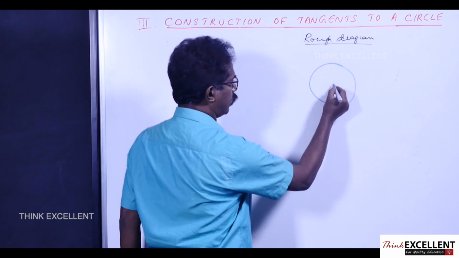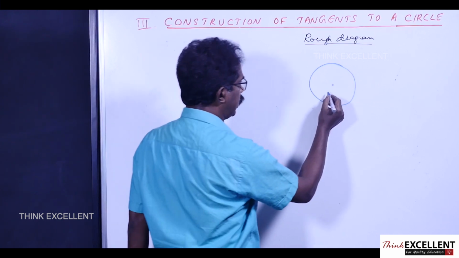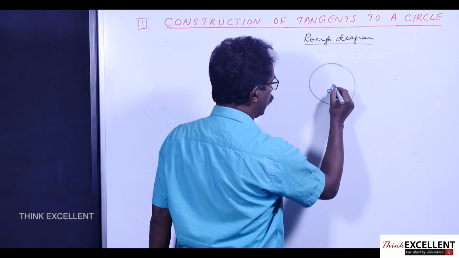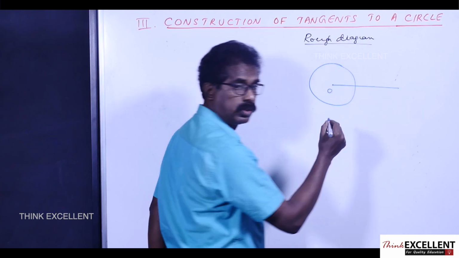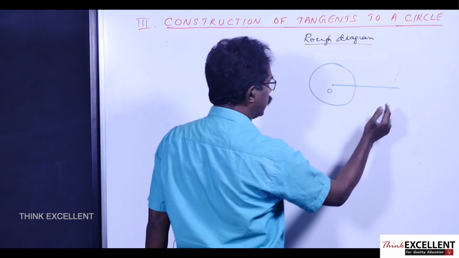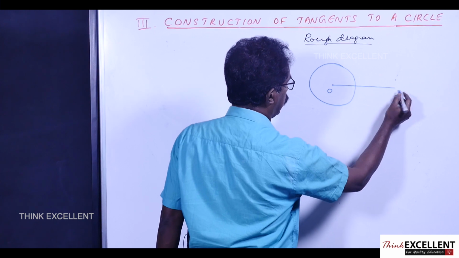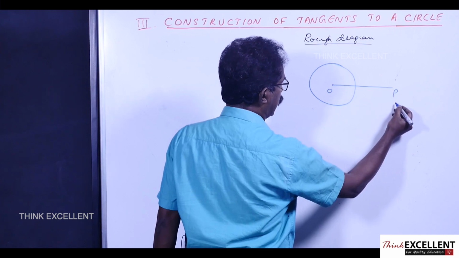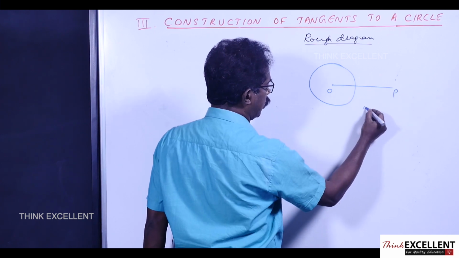So center, they didn't give any name, so you can mark center as O. We take radius is 5 centimeter. Take a point outside. The total distance they said 10 centimeter, right? It is 10 centimeter. I am taking the point as P. So 10 centimeter. The full length is 10 centimeter.